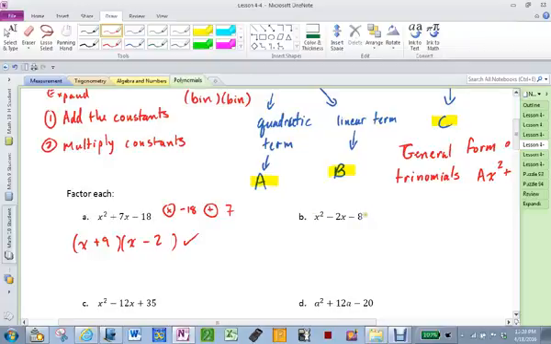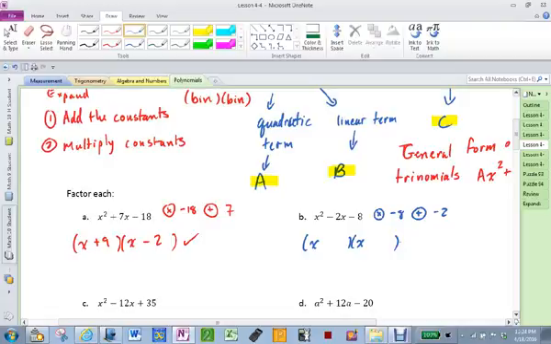So, look at this next one. What do I need to multiply to? Negative 8. And what do I need to add to? Look again. Negative 2. What are the two numbers? Well, I know it's got to be x and x. Okay. Now, what are the numbers that will multiply to negative 8 and add to negative 2?